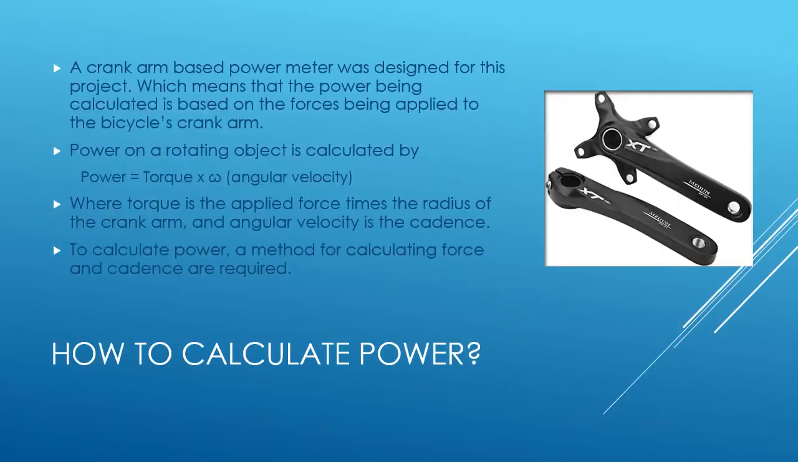A crank arm based power meter was designed for this project, which means that the power being calculated is based on the forces being applied to the bicycle's crank arm. Power on a rotating object is calculated by torque times angular velocity, where torque is the applied force times the radius of the crank arm, and angular velocity is the cadence. To calculate power, a method for calculating force and cadence are required.